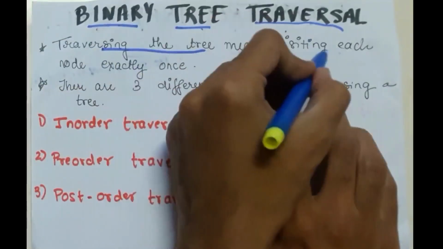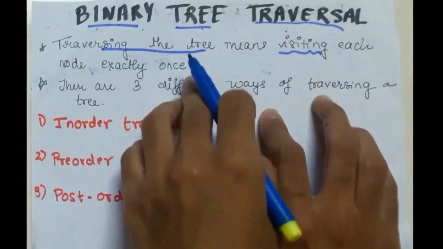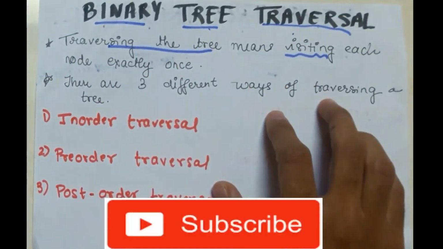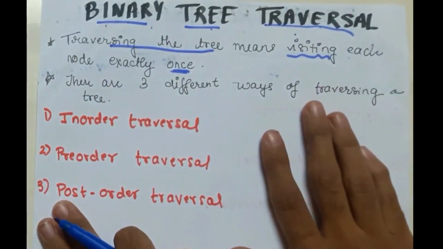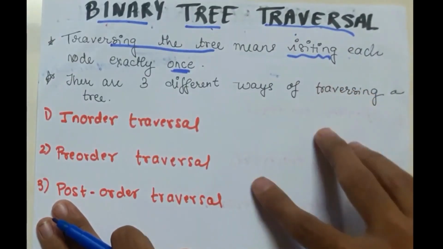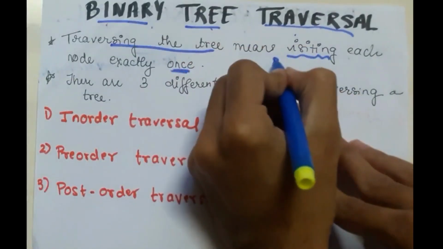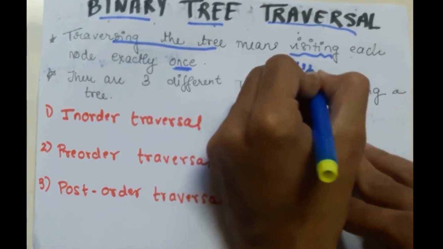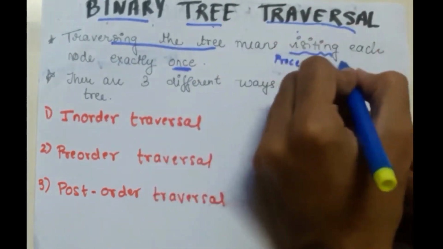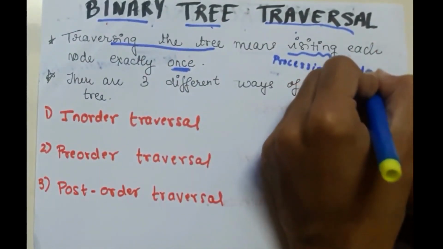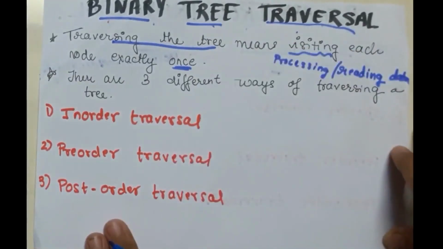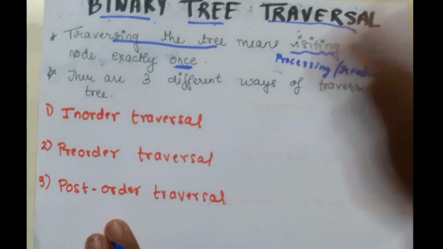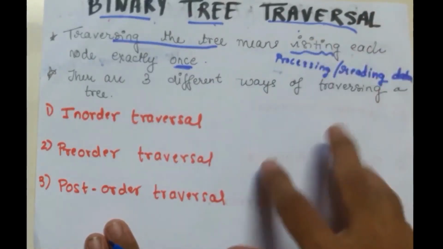Traversing the tree means visiting each node exactly once. So we have to visit each node of the tree exactly once. So that is the meaning of traversing the tree. Here visiting means processing or reading data in the node. So we have to read the data in the node and then we have to print it. So that is the meaning of visiting.